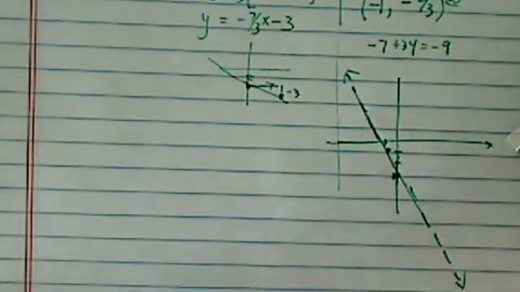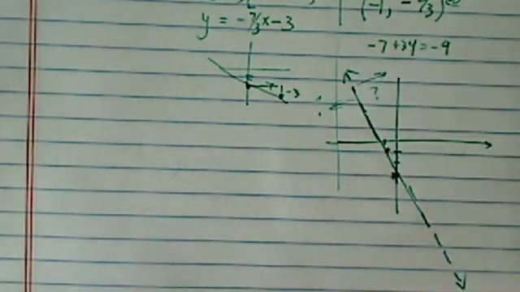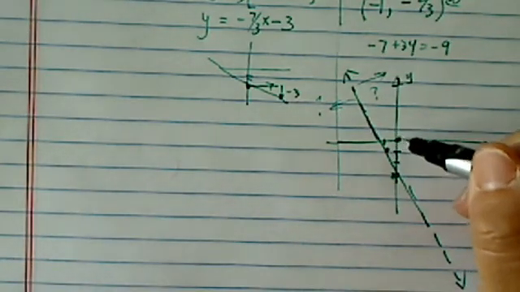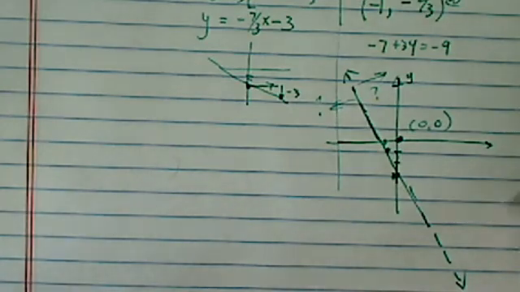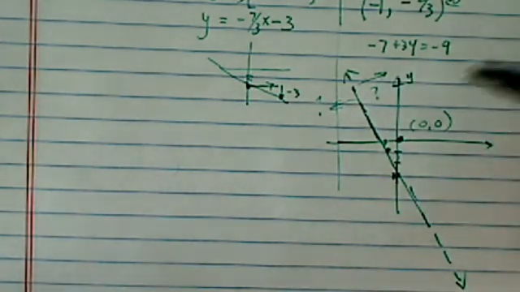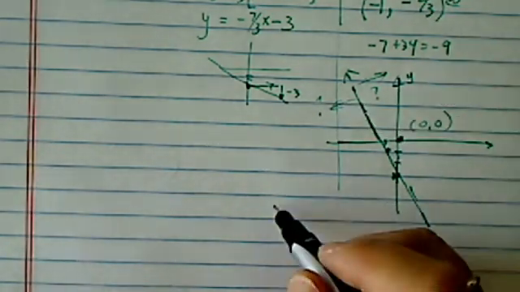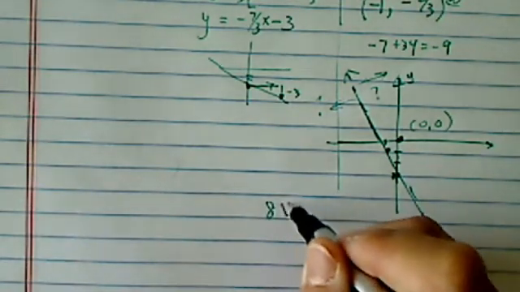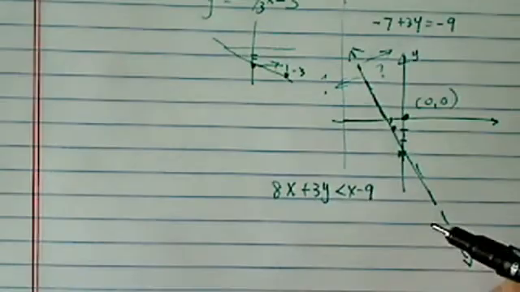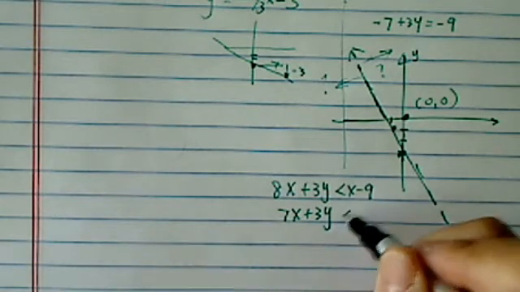Now, once you draw the line, the next question is whether this side or this side gets shaded. Okay, the best way I've found over the years to help my students is testing 0, 0. If 0, 0 is a solution to your inequality, of course it's this side. If it's not, then it's got to be on the other side. So let's take a look. We have 7x plus 3y less than minus 9.